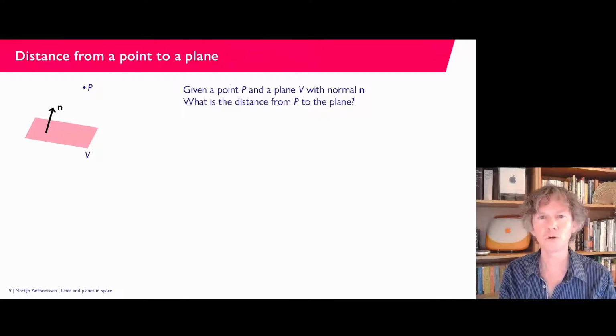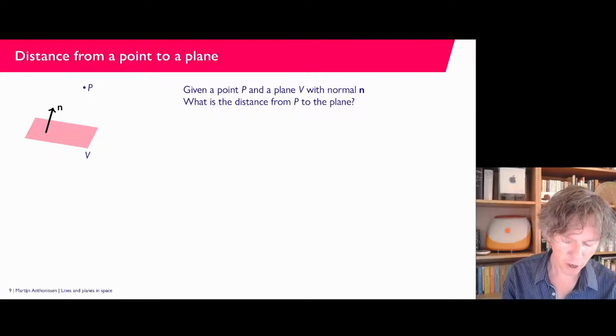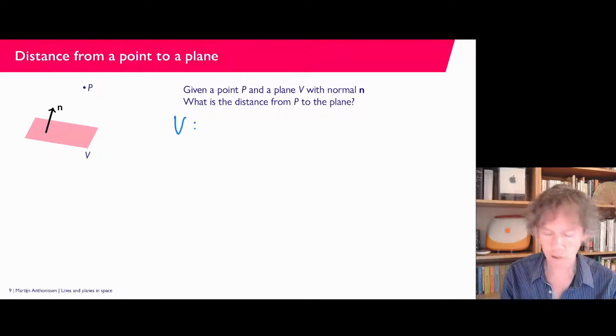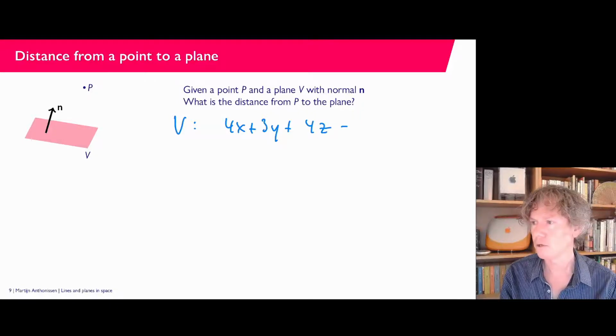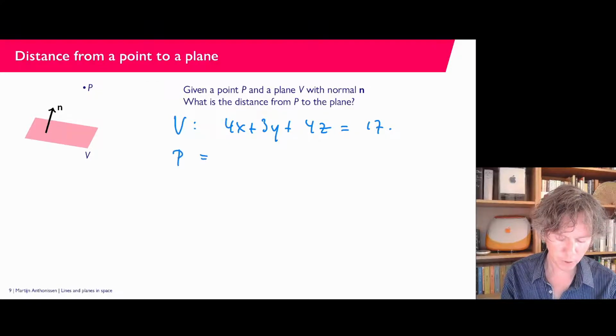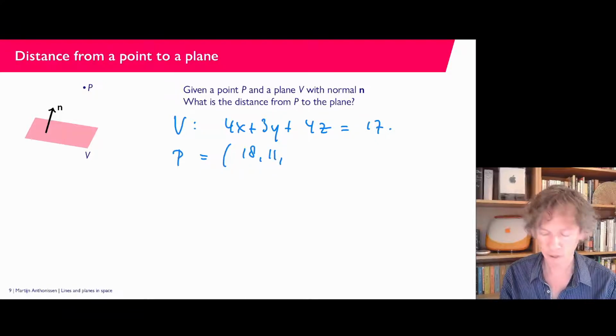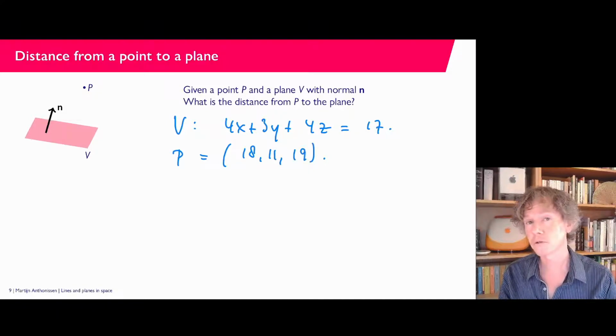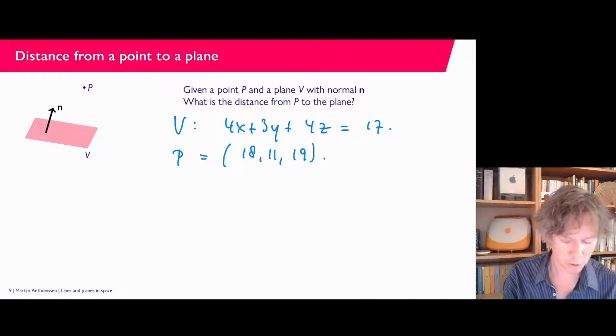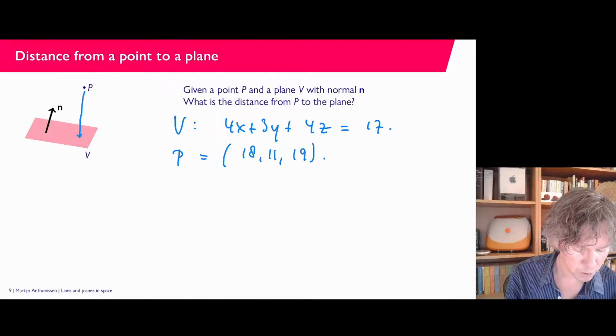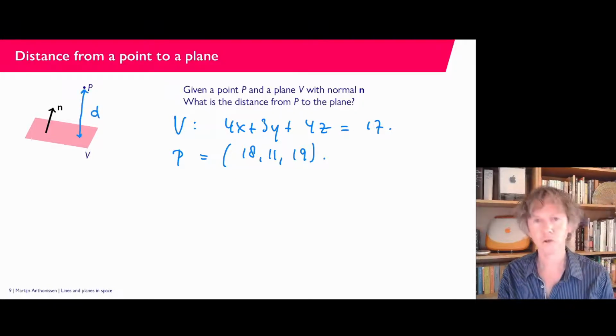First, how we can do this with what we have seen already. So assume that we have a plane V, and V is given by 4x plus 3y plus 4z equals 17. And I also have a point P, and P is the point with coordinates 18, 11, and 19. So the question is to find the distance from the point to the plane, what you see in the picture here. So basically we have a certain distance here, let's call that D, and the question is, what is D?